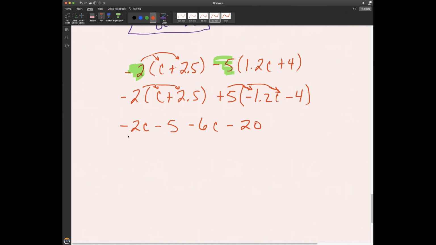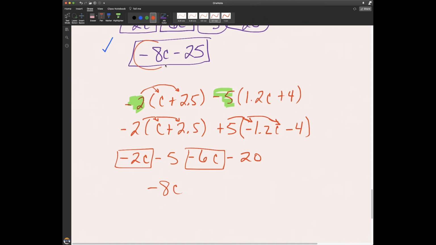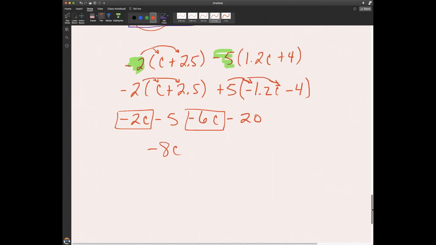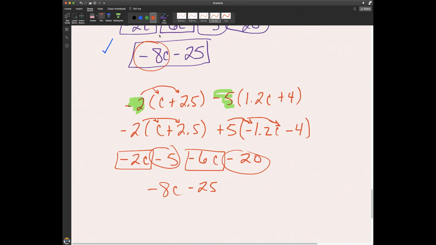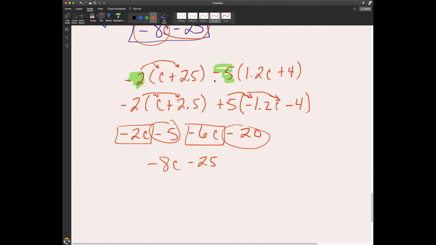Eventually, I want you guys to be able to identify those like terms and combine them in one step. So let me identify them. Negative 2c, and there's negative 6c. So that's negative 8c, which I have up here. And I have negative 5 minus 20, which is negative 25, which I also have up here. So I get the same answer. Okay, so adding the opposite, you can also do that when you need to use a distributive property as well. So that works, okay? So you have different ways you can solve these problems.